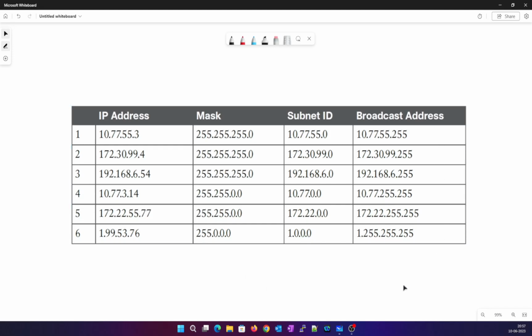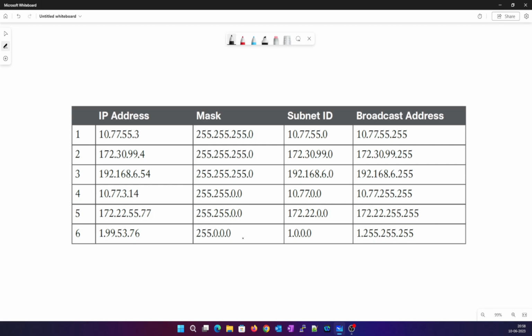Here is the solution for the previous questions. For the first one, we saw 10.77.55.0 as the subnet ID and the broadcast address as 10.77.55.255, and for the last one, the subnet ID was 1.0.0.0 and the broadcast address was 1.255.255.255. So that is finding the subnet ID and the broadcast address for easy masks. Easy masks meaning it's just 255.